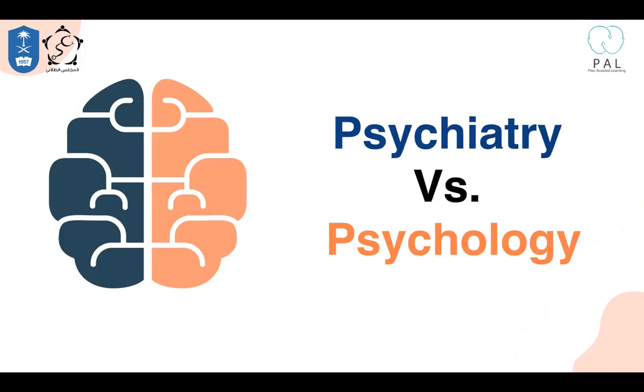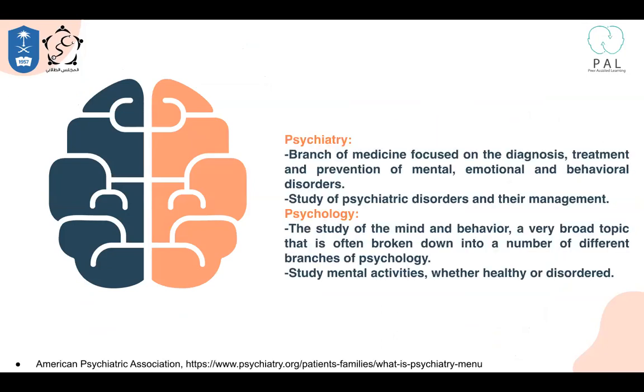Let's start with the first objective, psychiatry versus psychology. They are basically the same, but from a different point of view. Psychiatry is a branch of medicine focused on the diagnosis, treatment, and prevention of mental, emotional, and behavioral disorders. So it is the study of psychiatric disorders and their management. Whereas psychology is the study of the mind and behavior. It is not a branch of medicine, it is its own division and has its own branches. So it is the study of mental activities, whether healthy or not.